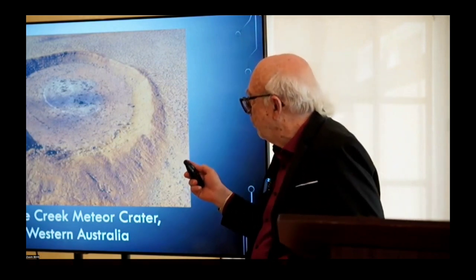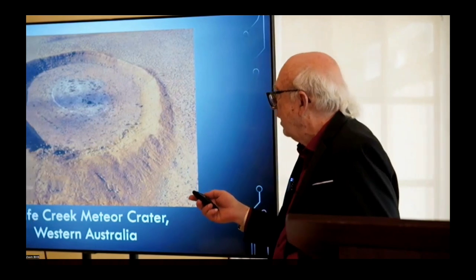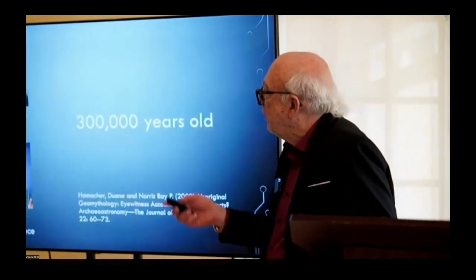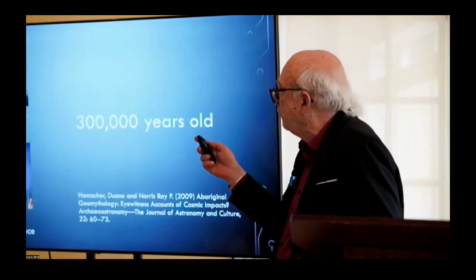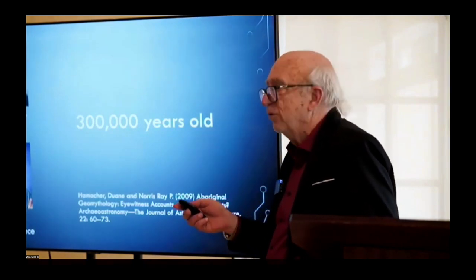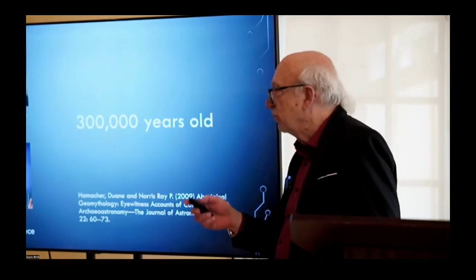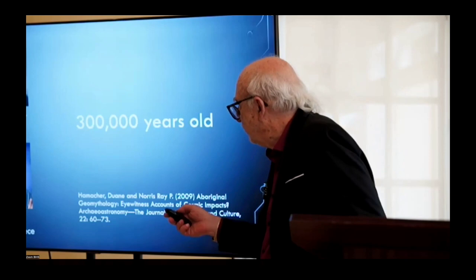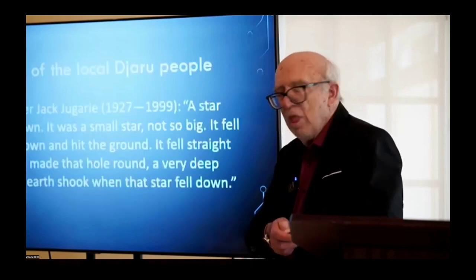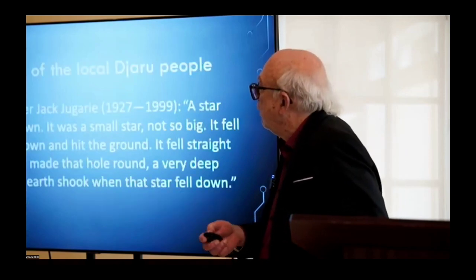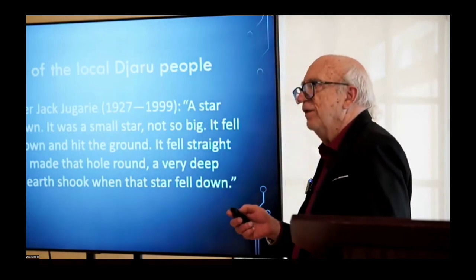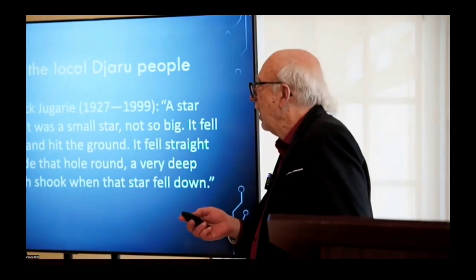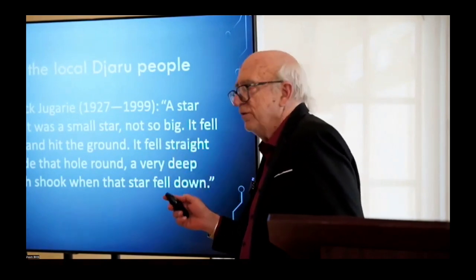Now, this is the Wolf Creek meteor crater in Western Australia. These researchers determined that the impact took place about 300,000 years ago. And this is their paper. Now, what's really interesting is that the legends of the local Aboriginal people have some things to say about this.